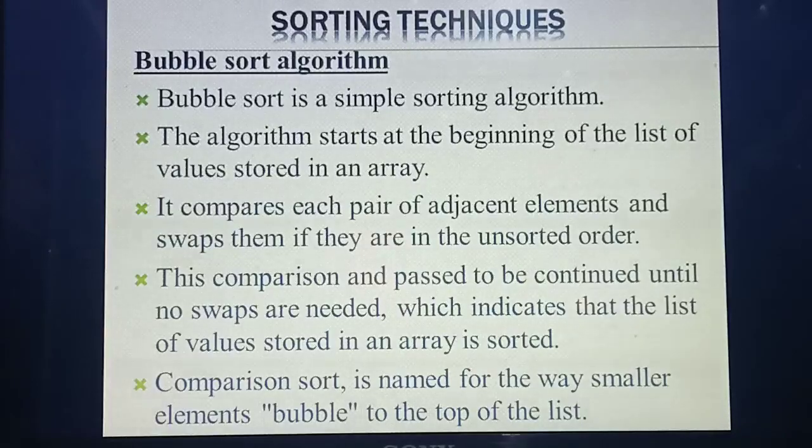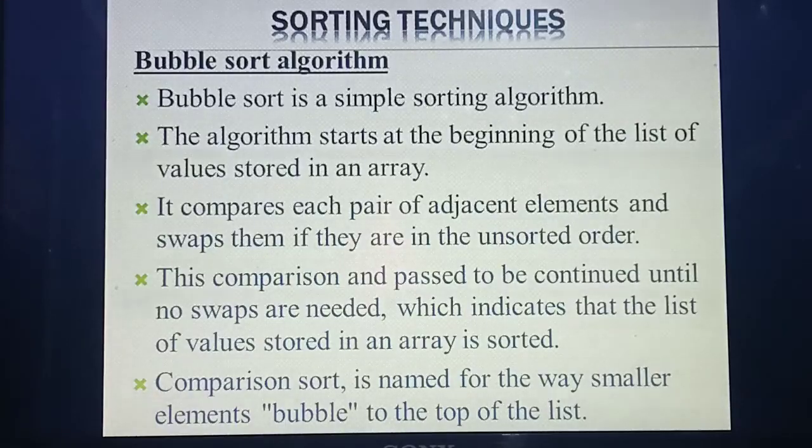So it compares each pair of adjacent elements. Adjacent means the next element, the nearby element, and swaps them. You change the place if they are in unsorted order. That means if they are not in order, you swap the elements. Likewise, you swap each and every element till no swaps are needed. No swaps means you find the array is arranged in some order, maybe ascending or descending order.